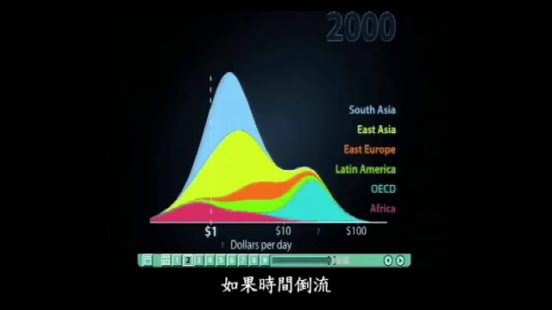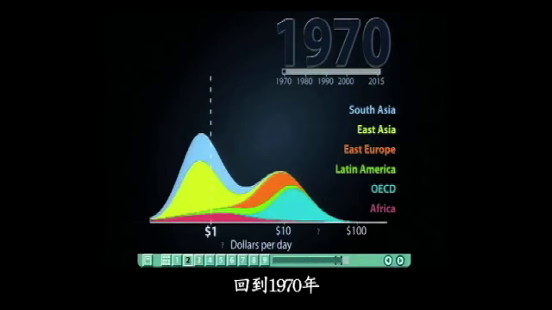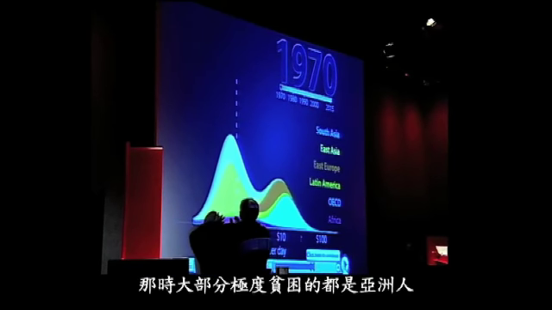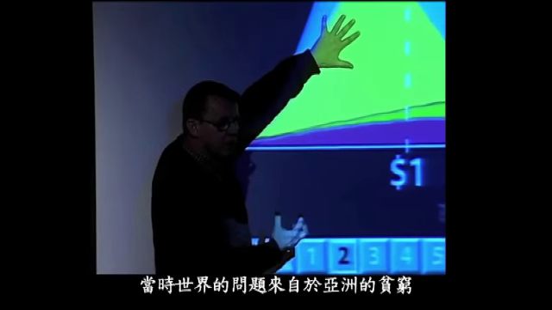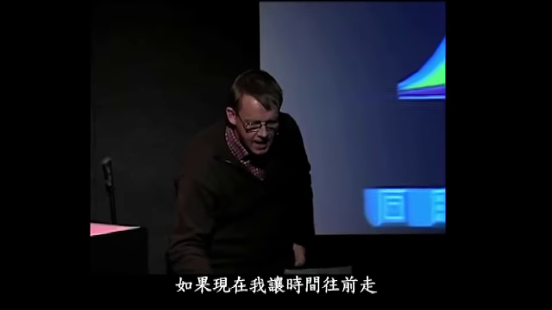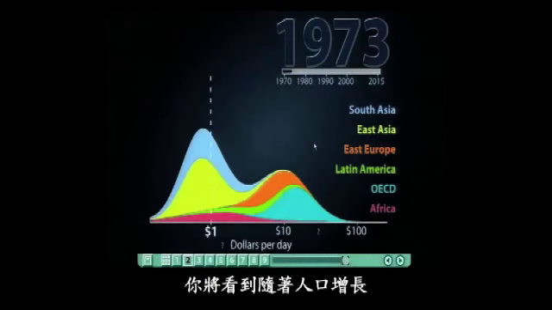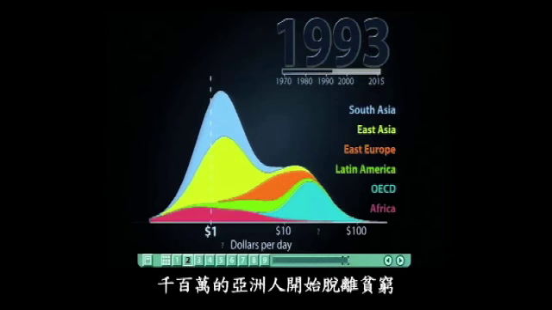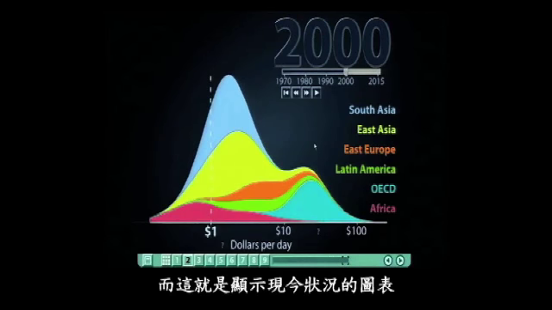And how did it look like if we go back in time to about 1970? Then there was more of a hump. And we have most who lived in absolute poverty were Asians. The problem in the world was the poverty in Asia. And if I now let the world move forward, you will see that while population increase, there are hundreds of millions in Asia getting out of poverty, and some others get into poverty. And this is the pattern we have today.